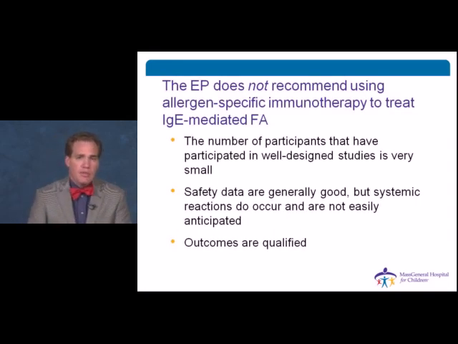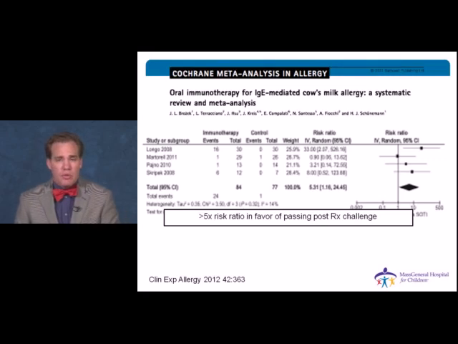There is, at this point, no recommendation for using allergen-specific immunotherapy to treat food allergy. So it still remains the case that the number of participants that have gone through well-designed studies of this nature are small, measured in dozens to hundreds. Safety data are generally good, but systemic reactions certainly do occur, and they're not easily anticipated. We really don't have a handle on picking the people who have better outcomes or higher rates of adverse events. And those outcomes really need to be qualified.